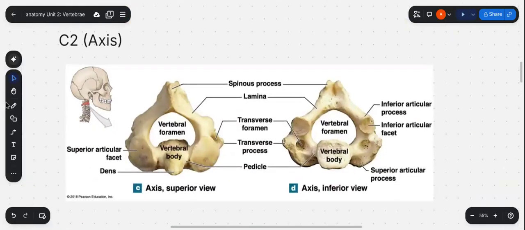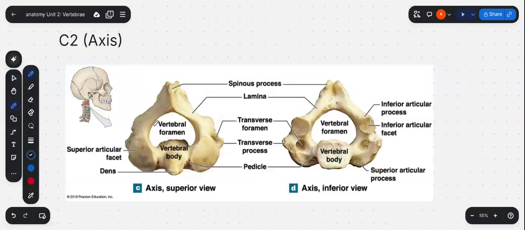C2, it has a lot of the same stuff. So again, it's going to have your vertebral foramen, which is the hole in the center. It's going to have your transverse processes, which are the projections out to the side. It's going to have the transverse foramen, which is the circle going through the transverse processes. And then there is a couple different portions that you guys need to know. The first of which is your spinous process. That is this projection that you guys see over here, this whole portion.